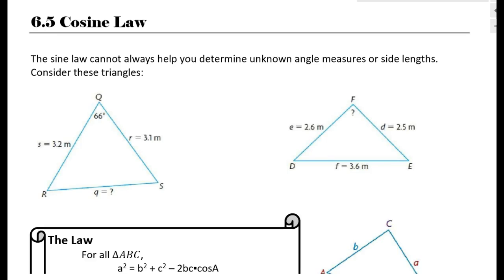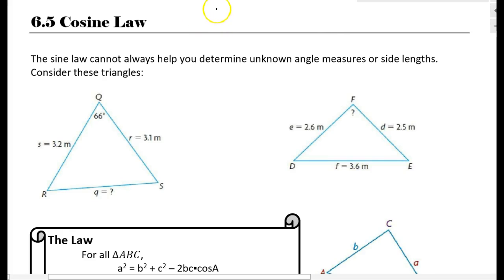Welcome to the last section and the last outcome in our trig unit. This is 6.5, cosine law. So up to this point, we've talked about sine law, but there are scenarios where sine law just isn't going to cut it. There are scenarios where we have information that don't fit into our sine law rules.